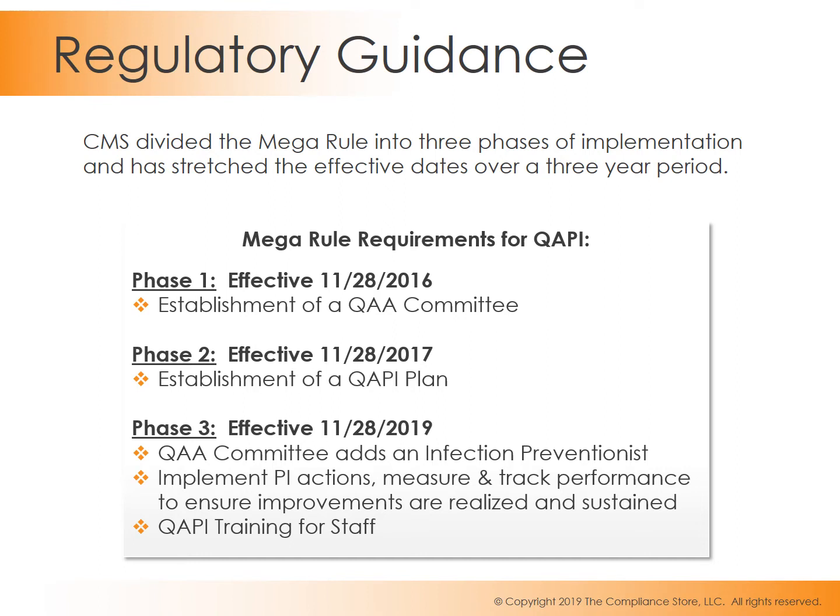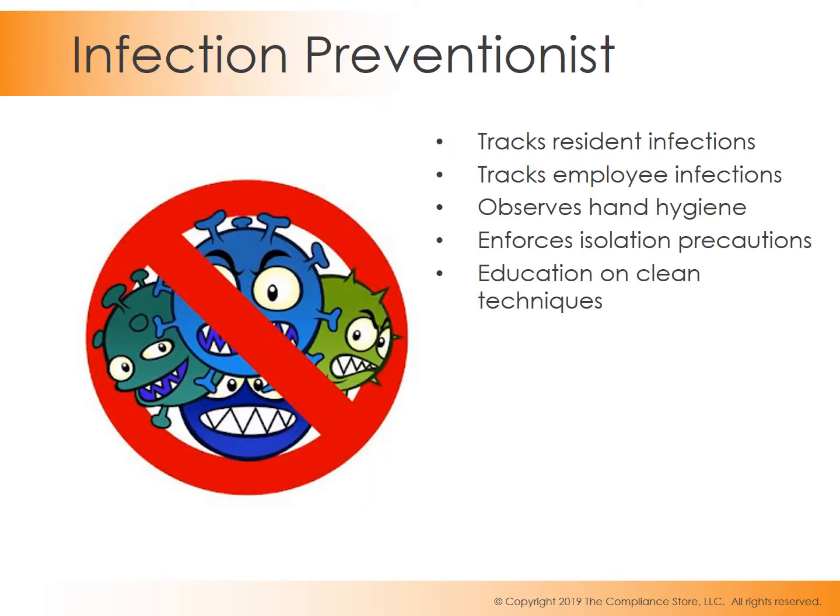Lastly, each community must have an infection preventionist responsible for tracking infections in the building. Who is your infection preventionist? The infection preventionist is the director of nursing, or person that is designated to track all resident infections. He or she tracks resident and employee infections and supports workplace practices to prevent the spread of infection, such as hand hygiene, isolation precautions, and using clean techniques.